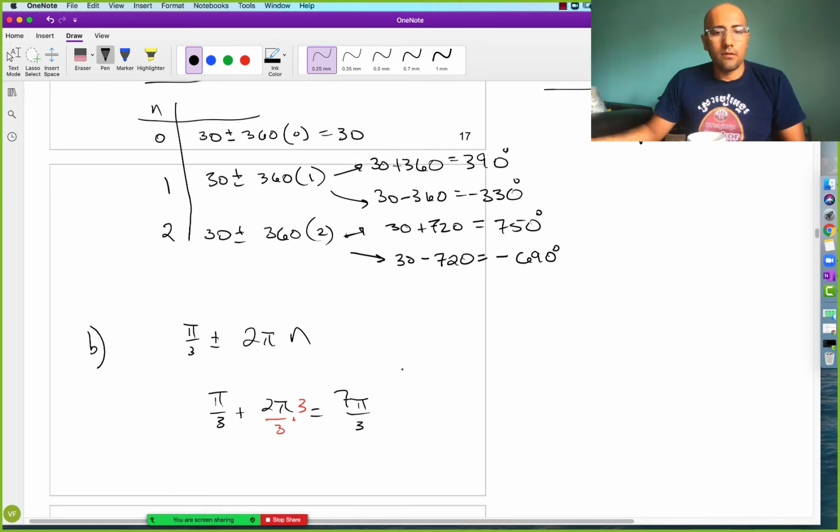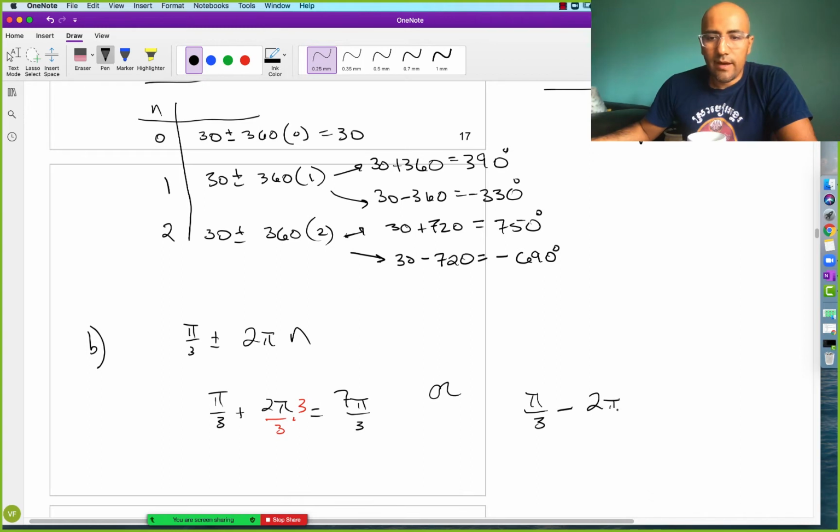Good. Questions? Or we can do pi over 3 minus 2 pi. Again, multiplying it by 3 over 3, we end up with pi minus 6 pi, which makes it negative 5 pi over 3.